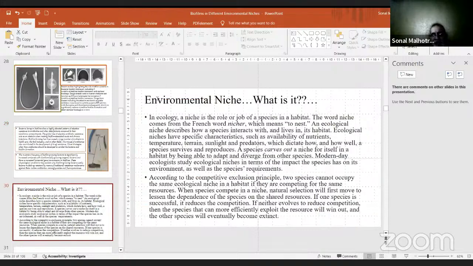So, what is an environmental niche? We have talked about what biofilms are, and we've talked about some basic concepts of HAI. So, let's shift gear and talk about what an environmental niche is. In ecology, a niche is an area or an environment within a very focused environment where a bacterial species or any other species can grow happily, because it has been tuned to live in that kind of environment.